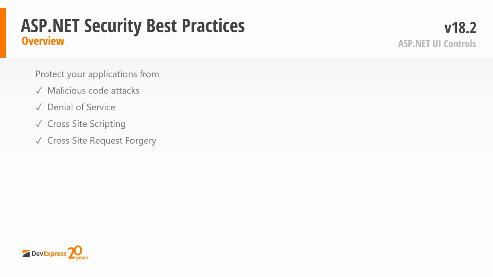So what we're going to talk about today are some of the security best practices that you should be using right now in your web applications, be they WebForms or MVC. Correct. In particular, we're going to look at the use of external files for malicious code attacks. We're going to look at different types of denial of service attacks, cross-site scripting, and cross-site request forgeries.